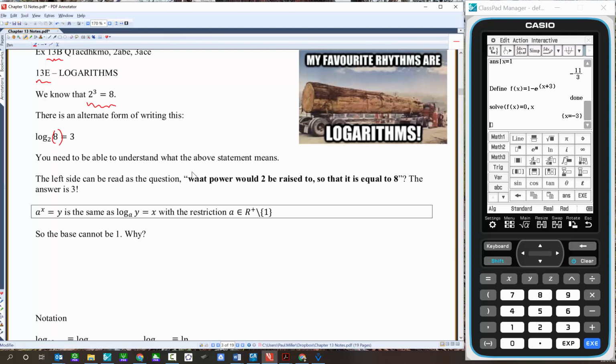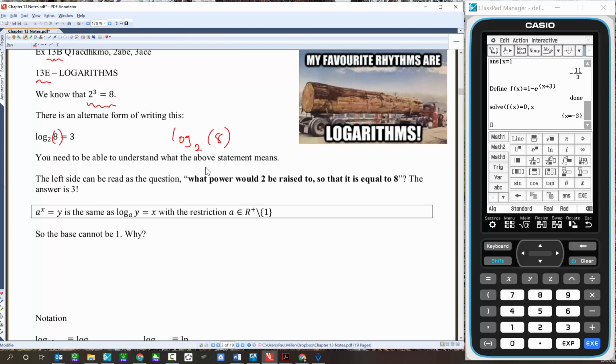Okay, and what does that mean? So you'll need to be able to understand what the above statement means. The left side can be read as a question. So log 2, 8 actually is a question. Now, that's the way I think about it. I almost think about it as log 2, 8, expecting an answer.